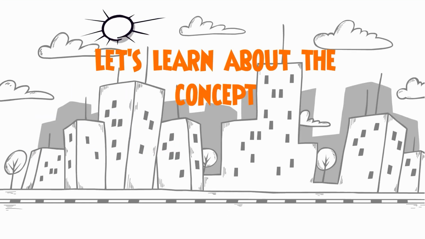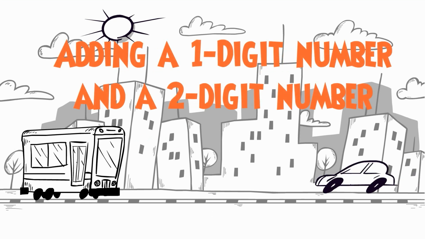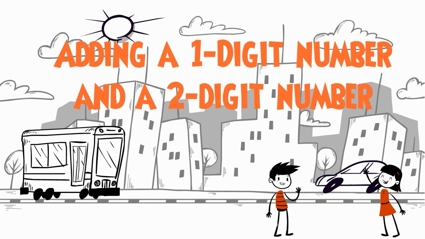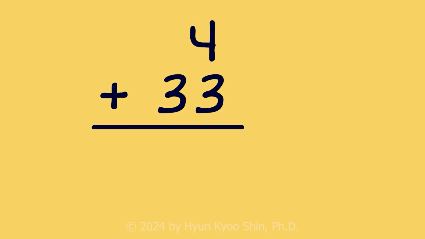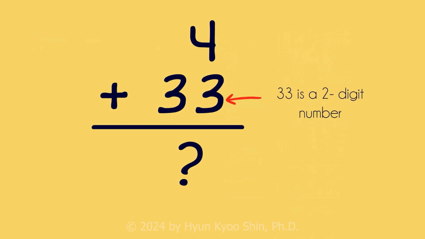Now let's learn about the concept, adding a one-digit number and a two-digit number. Let's have some examples. 4 plus 33 is equal to. 4 is a one-digit number. 33 is a two-digit number.